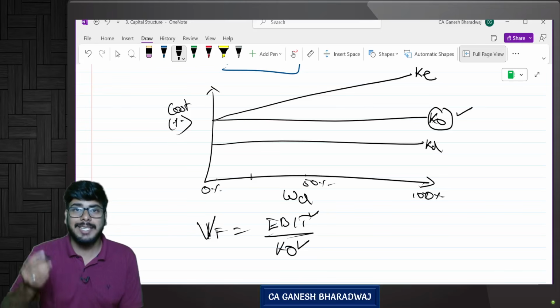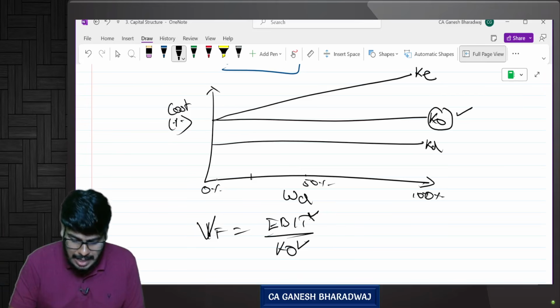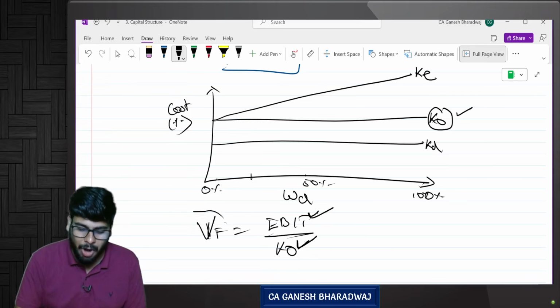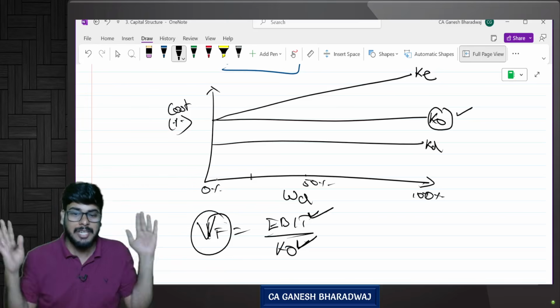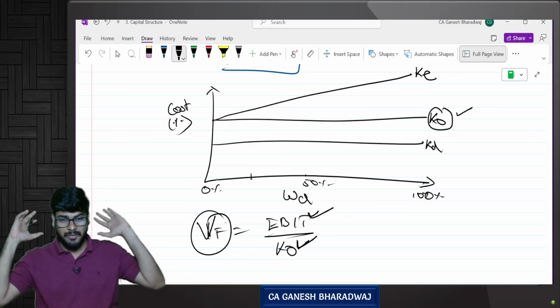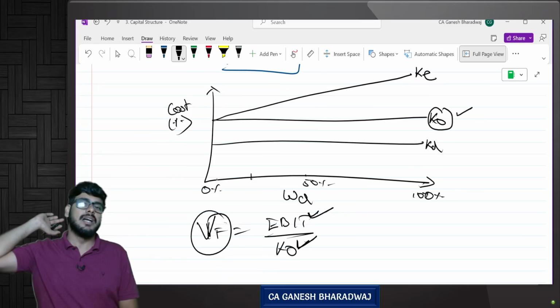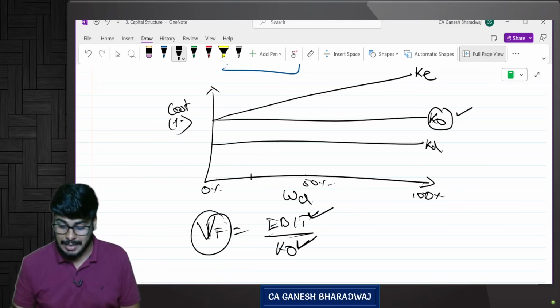I told you, yes, EBIT will not change. It's an operating profit. It has nothing to do with your financial structure, or capital structure, correct? EBIT will not change. Now, under the NOI approach, KO also will not change. Then obviously the value of the firm will never change because of your change in capital structure. Are you clear with this? And this is what the net operating income approach states. Clear with this, guys? Are you all getting an understanding about this?